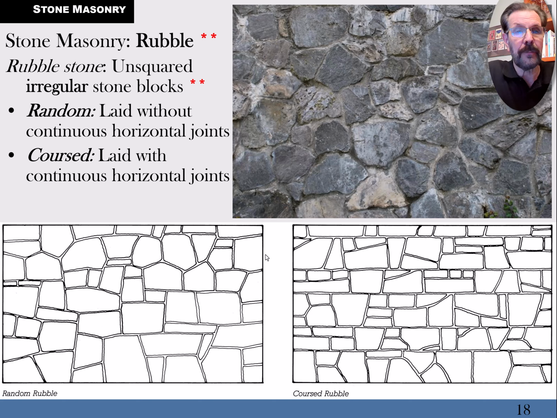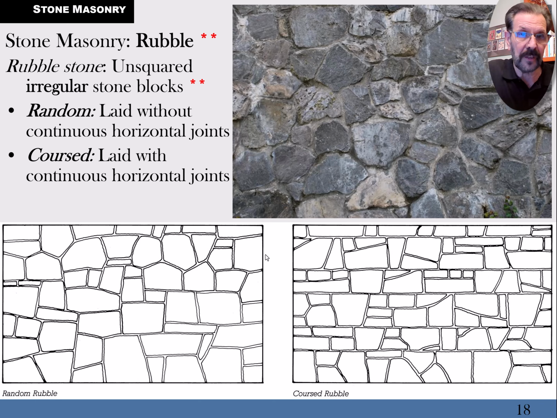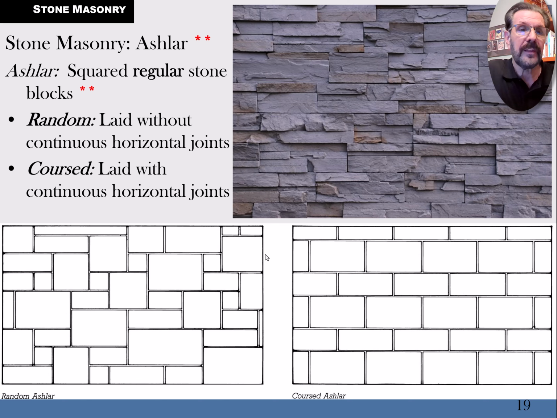I want you to know the term rubble. Rubble means irregular shaped stones, as opposed to this second picture, ashlar, which is square cut stones. Within the drawings down at the bottom, they've got random ashlar and coursed ashlar. They're all square cuts, so there are variations on a theme here. But as long as you know rubble is irregular, whereas ashlar is square cut, you'll be fine with any test questions that I've got. I just want you to understand some of this because it can come up.